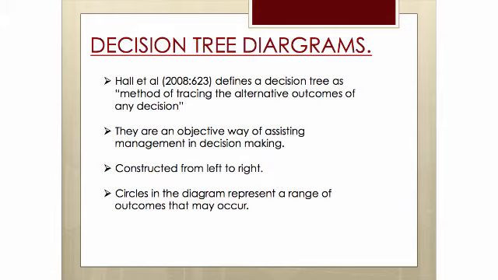Decision points are denoted by a square. These are called decision nodes. A circle represents the range of outcomes that may occur. Probabilities are shown alongside each of these possible outcomes, and these probabilities are in numerical values.